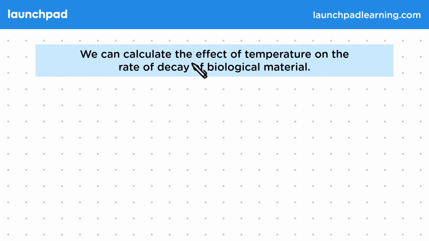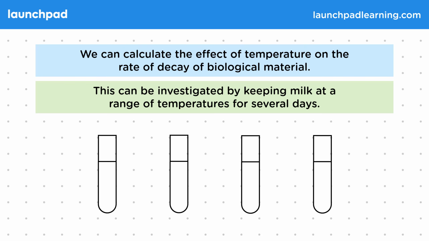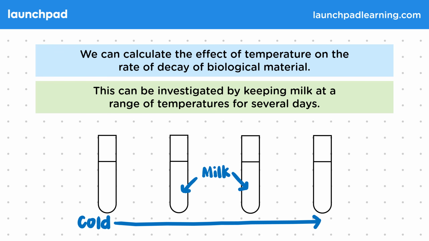We can calculate the effect of temperature on the rate of decay of biological material. This can be investigated by keeping milk at a range of temperatures for several days. This image shows 4 test tubes filled with milk. To investigate the effect of temperature, the milk may be kept in a fridge and water baths set at different temperatures, ranging from cold all the way through to hot. How do we observe the process?